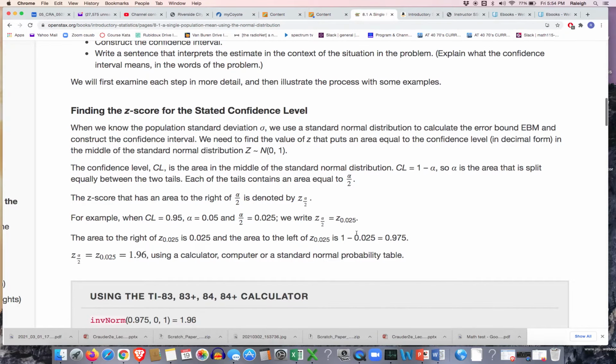So finding the z-score, here's the big one. They go into a little bit of detail here. It may be slightly tedious, but to me it's so refreshing to see it done this way versus assuming you already know it. It's like the other book assumed you already had statistics. And if you have, great. But if you haven't, okay, now what? But anyway, we need to find the value of z. It puts an area equal to the confidence level in the middle of the standard normal curve. So we're going to eventually get to the 95% here.